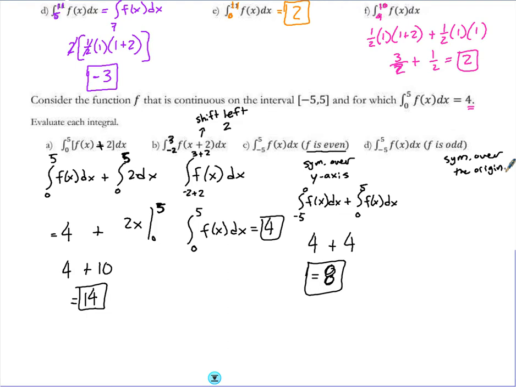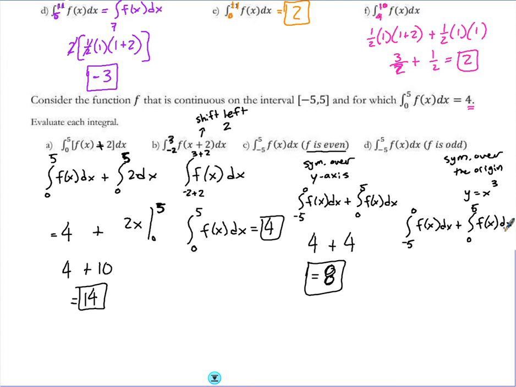So with symmetry over the origin, that would mean that if I looked at a function, for example, like y equals x cubed, the area under the left-hand side from -5 to 0 of f of x dx plus from 0 to 5. If I look at the first part of this sum, since it's an odd function, it is going to have a negative area because it's going to be below the x-axis. Whereas 0 to 5, because of the symmetry, is above the x-axis, so it is going to be positive. So here I know this is positive 4 because that's what was given to me.